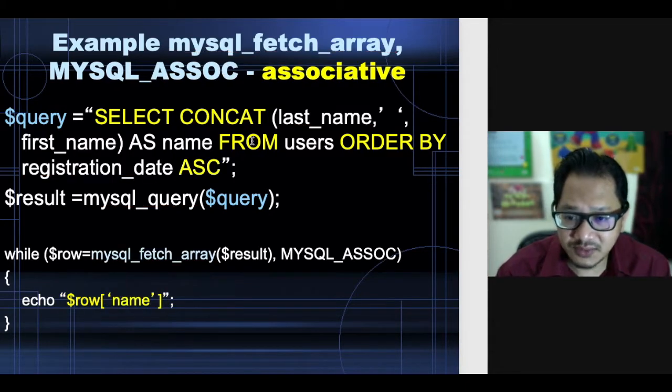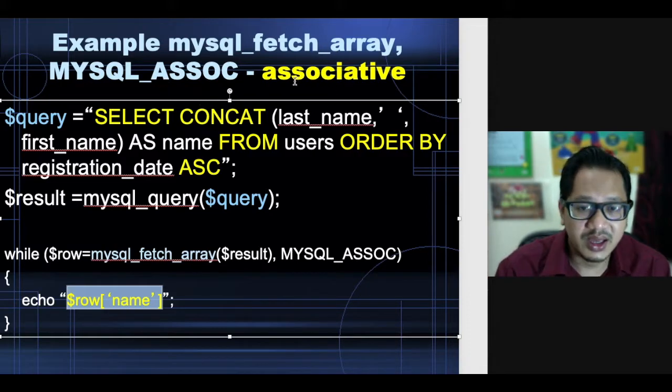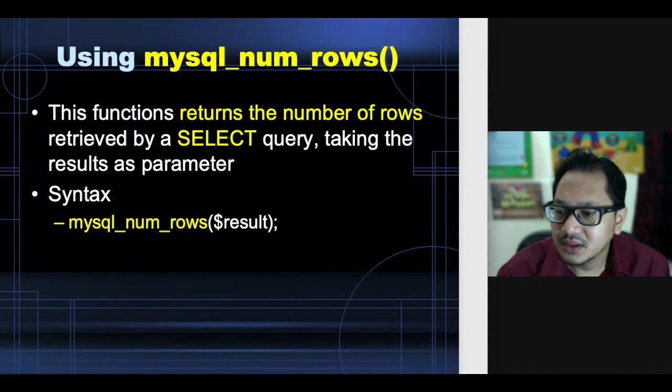For associative, you can use name. Same, order by. The fetch array here is for an associative array. You need to echo in the while loop, echo row name. Just put this one.